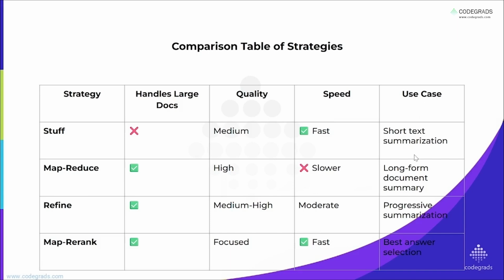Now the use case. We have stuff for short text summarization, as we discussed earlier, and map reduce is generally used for long form document summary. For refine, we have progressive summarization, and for map rank, best answer selection. So this is the comparison.